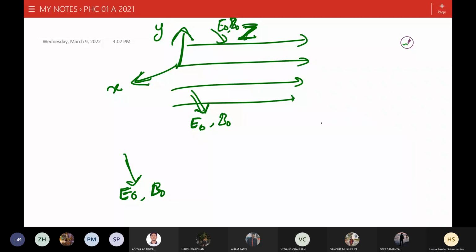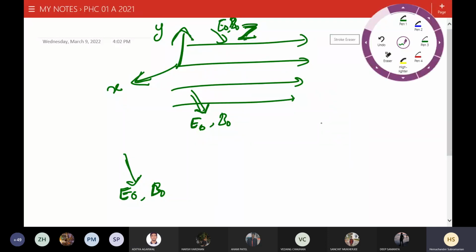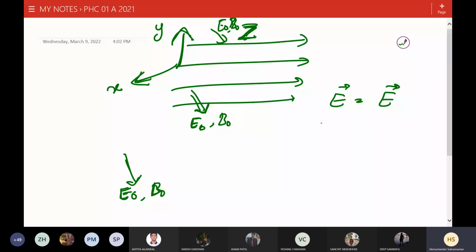Do you understand that? Yes, sir. Okay, so basically, the electric field E is only a function of z, and it's not a function of x and y. The same with B. B is only a function of z, and it's not a function of x and y. They are constants along x and y. It's an assumption that we make to simplify understanding the equation. We are just simplifying it by taking it to be constant along all directions except z. Does that make sense?